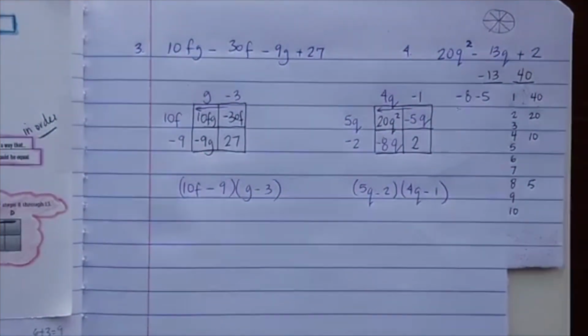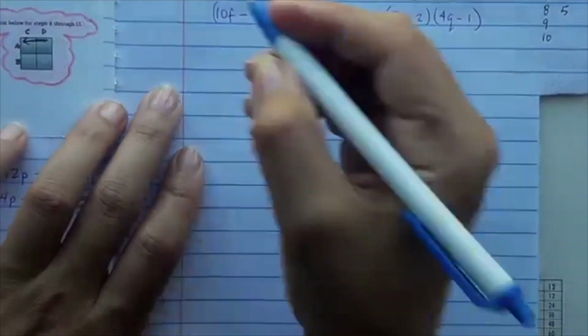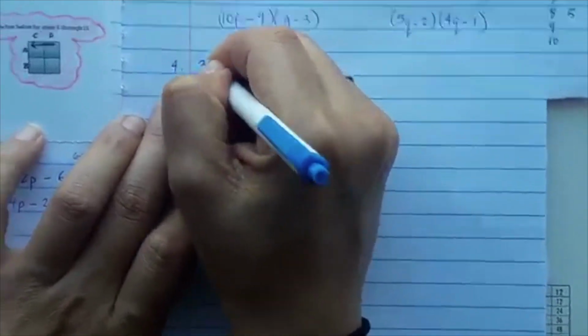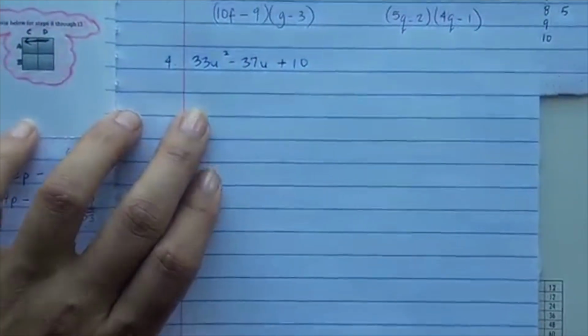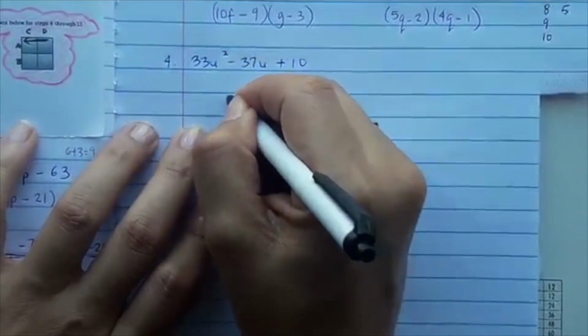That's pretty much it. I'm just going to do one more example that has a really long process of finding the 2 numbers, because you're going to have to do this without a calculator. So let's say you had 33U squared minus 37U plus 10. So again, you would draw your 2 by 2 box. This is a listening check.